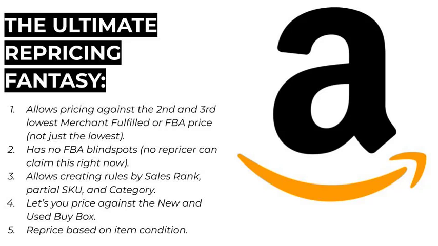Number 3, simply allowing users to create rules based on sales rank, partial SKU, and product category. Now, most repricers do this, but this is absolutely mandatory. Amazon's repricer does not allow us these things. Number 4, a repricer that lets you price against the new and used buy box, which again, Amazon either doesn't do or doesn't even clarify whether it does. Number 5, to reprice based on an item's condition. Most repricers allow this. This is pretty straightforward. Amazon does not. Amazon sort of does, as we covered, but not really.